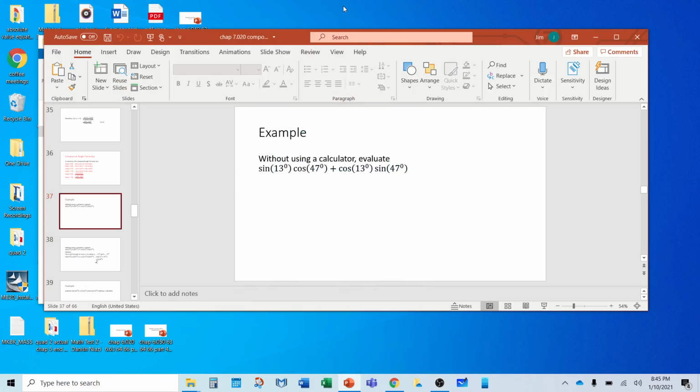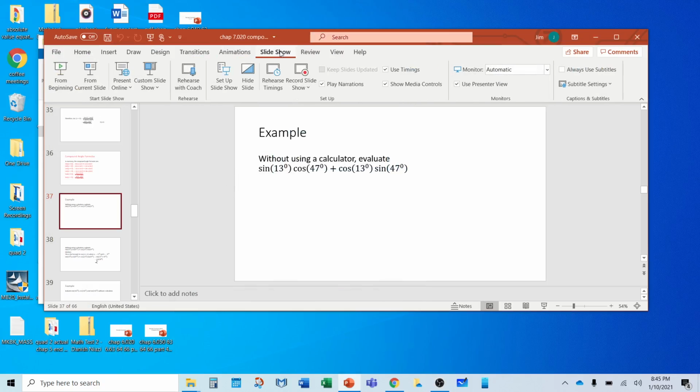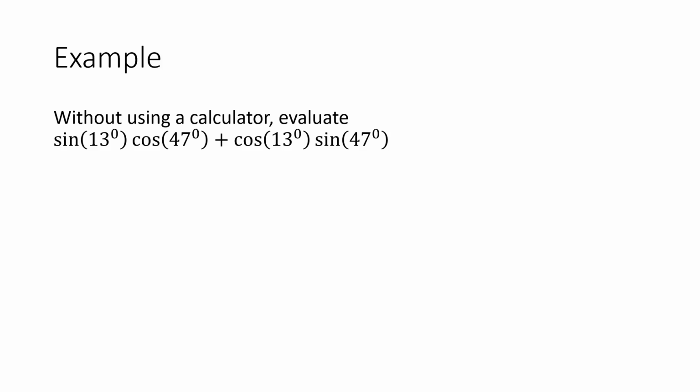In this video, we're going to do examples relating to the compound angle formulas that we recently learned. So without using a calculator, suppose we wanted to evaluate the sine of 13 degrees cos of 47 degrees plus cos of 13 degrees sine of 47 degrees.